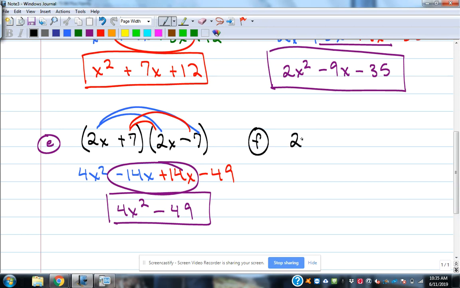Let's say we had 2x minus 3 in parentheses, and then a parenthesis with x squared plus 7x minus 9. Again, this is just a distributive property problem. You can't do what's called the FOIL method with this because it's a binomial times a trinomial, which is one of the reasons I don't teach the FOIL method anymore.